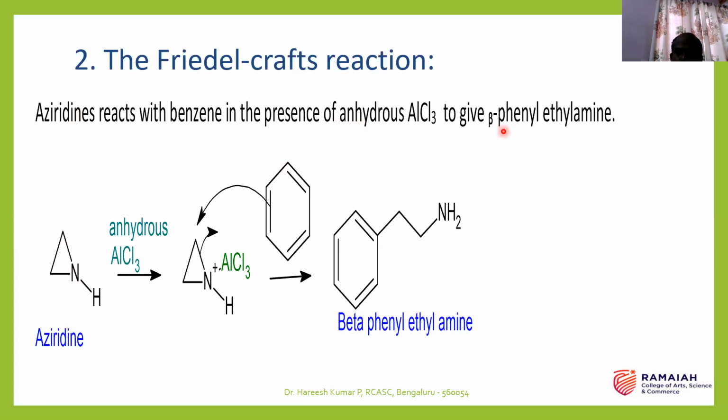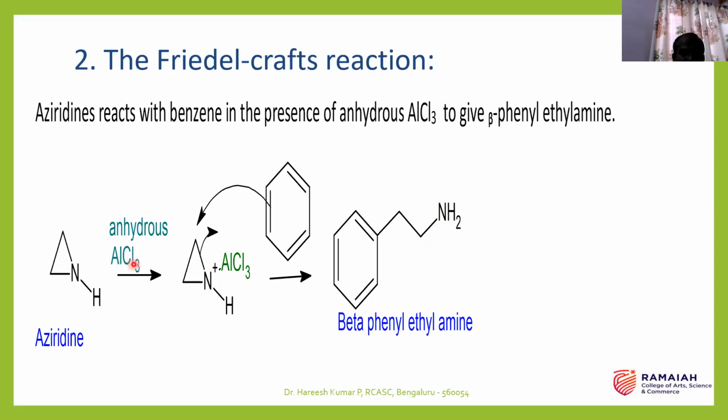To give beta-phenyl. How is it beta? You can observe that this is the functional group, this one is alpha, this one is beta. That means beta-phenylethylamine is the product. This is the representation of the reaction with the mechanism. This is aziridine in the presence of anhydrous aluminum chloride.